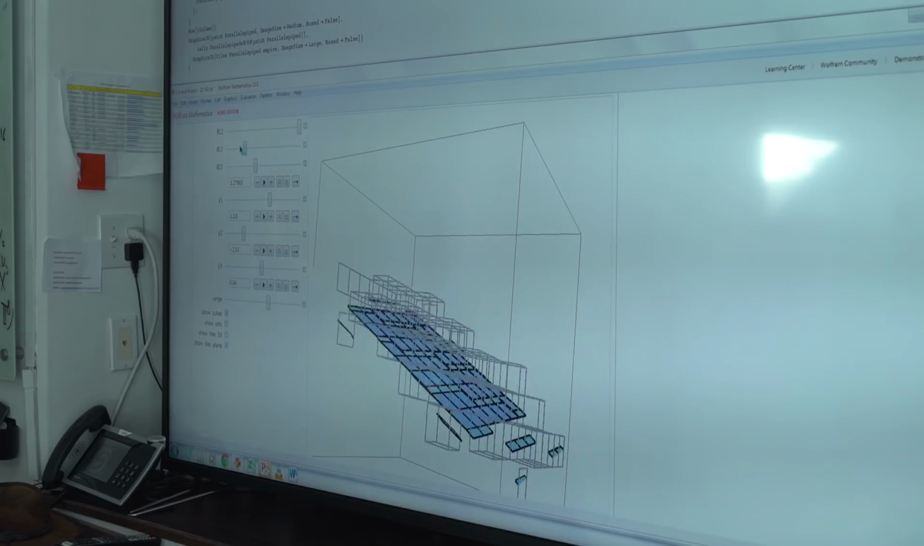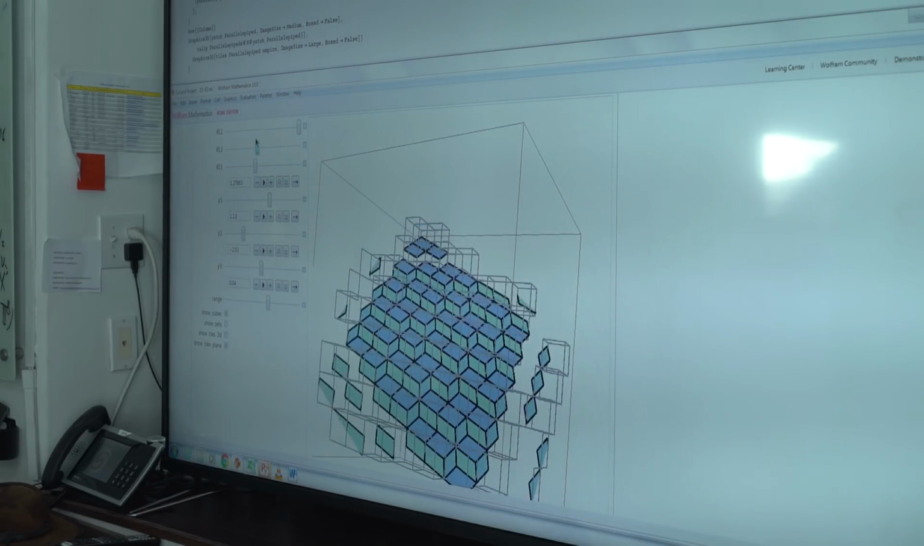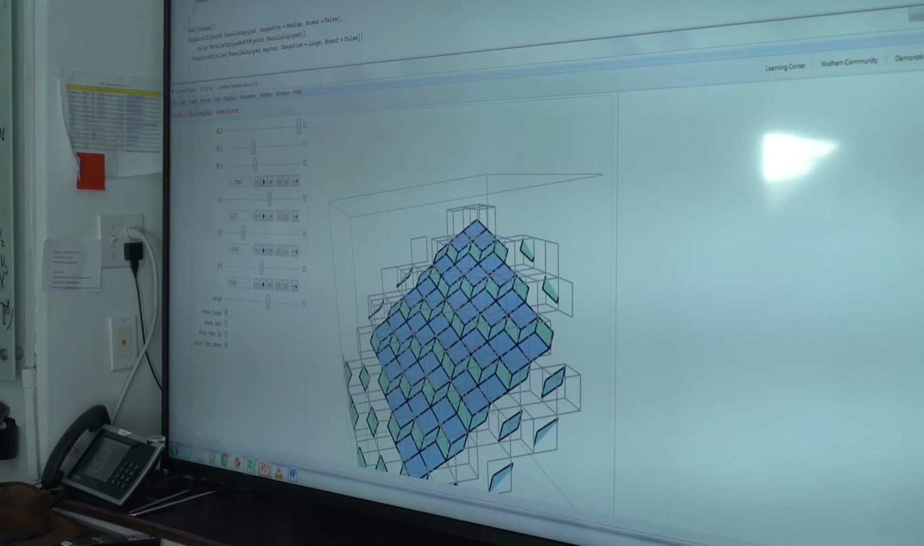Should do some kind of game modeling or something. Yeah. It's a hypercube.